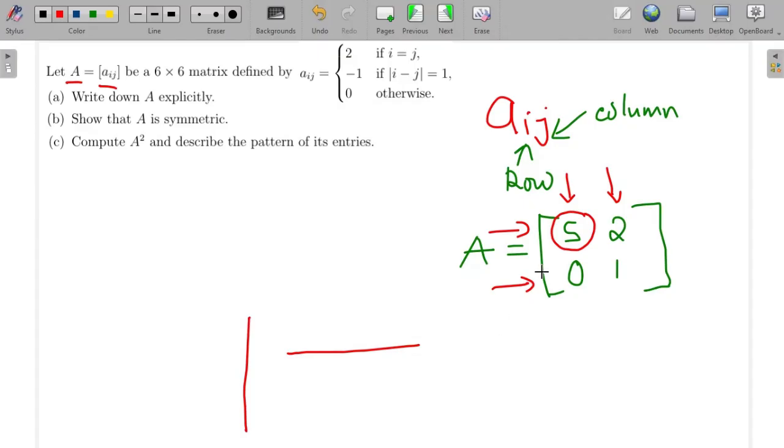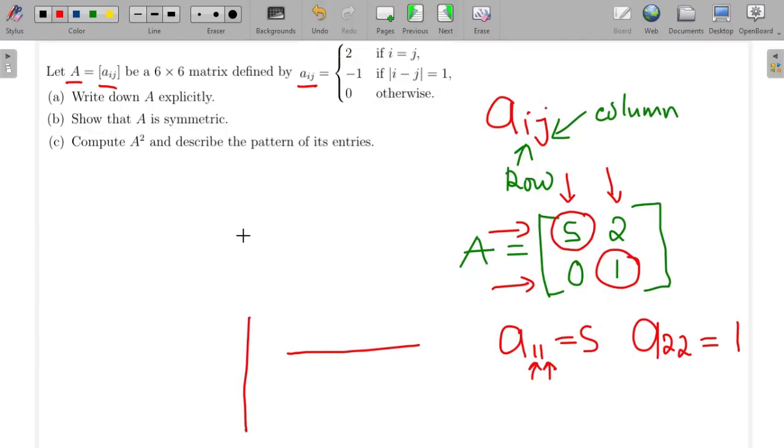So the 5 here is in the first row and the first column, so we indicate it as the element A11. That's what we mean, so A11 here would just be equal to 5. What if I say A22? I go to the second row and the second column, and I find the 1 there. So A22, meaning second row, second column, will just be 1. That's what this notation means.